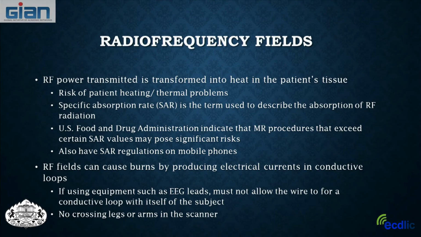We can also cause burns by inducing electrical currents. So the magnetic fields that are changing from the gradients can cause electric currents. So we don't let the person cross their legs in the scanner, or cross their arms. We don't want to make any loops in any wires that we use in there. So we have shock electrodes when we have our participants, and this has a long cord and we try to minimize any types of loops in this cord.